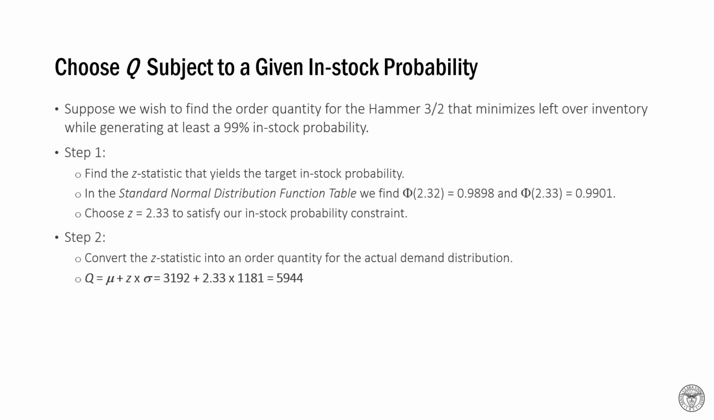Moving to step 2, we convert this Z statistic into an order quantity based on the actual demand distribution. Using the formula Q equals mu plus Z times sigma, with a mean demand of 3,192 units and a standard deviation of 1,181 units, we calculate an optimal order quantity of 5,944 units.